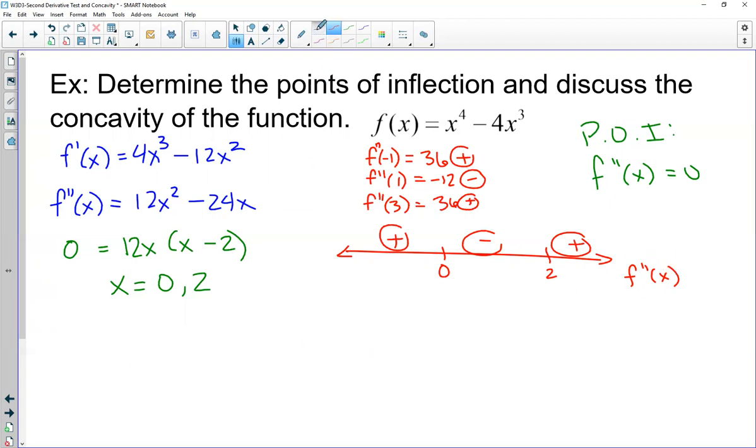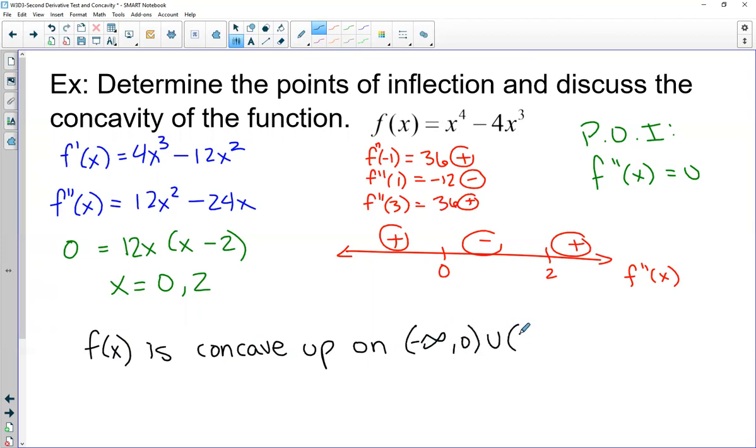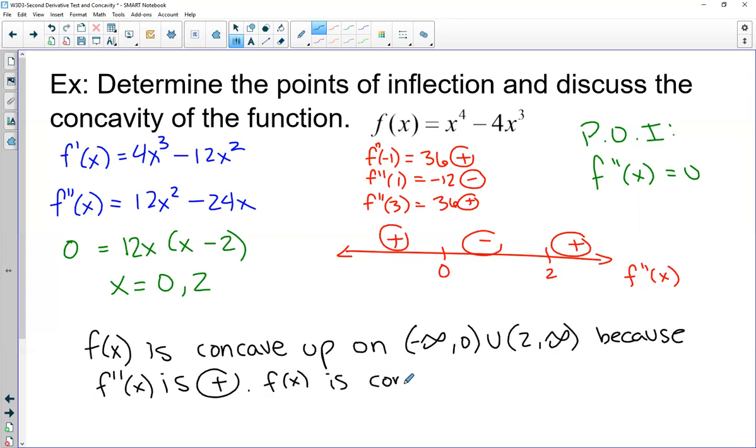Okay, so then our final thing is our conclusion. We're going to say that f of x is concave up on the intervals -infinity to 0 and 2 to infinity, because f double prime of x is positive, and we can say that f of x is concave down on the interval 0 to 2, because f double prime of x is negative.